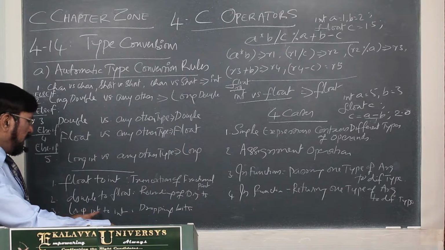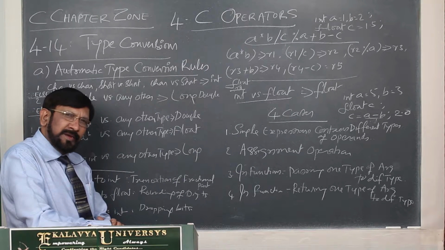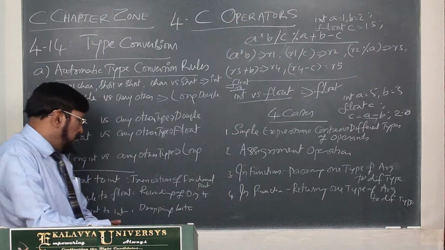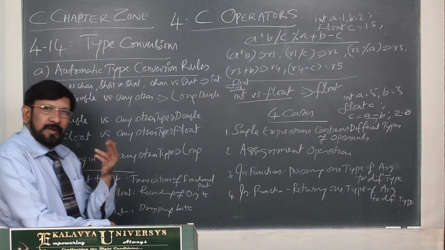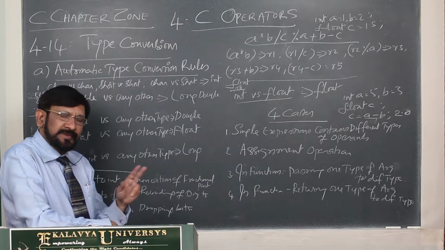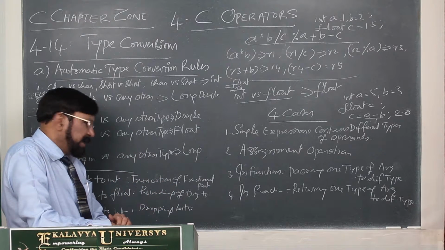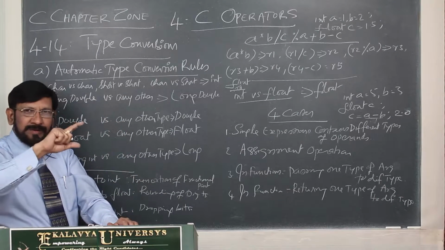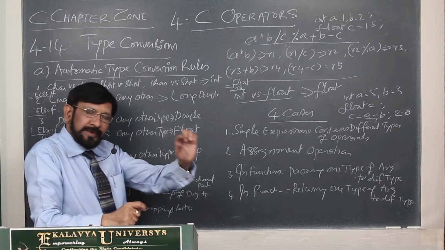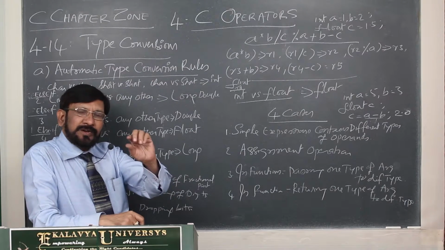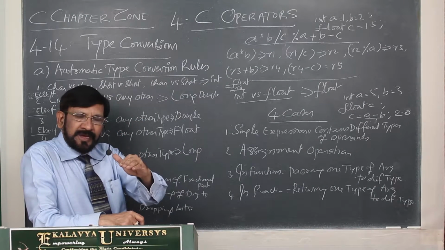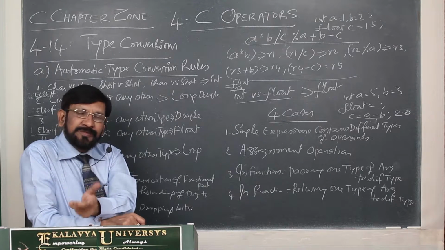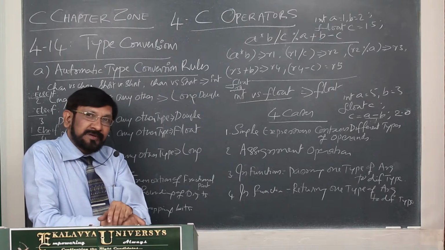Third one, long int to int. Long int and int belong to integer type only, but the size of long is 4 bytes, the size of int is 2 bytes. Then what happens? Long takes 32 bits, int takes 16 bits. Whatever extra bits are there, those bits are dropped. Because of that, you may get an unexpected result.